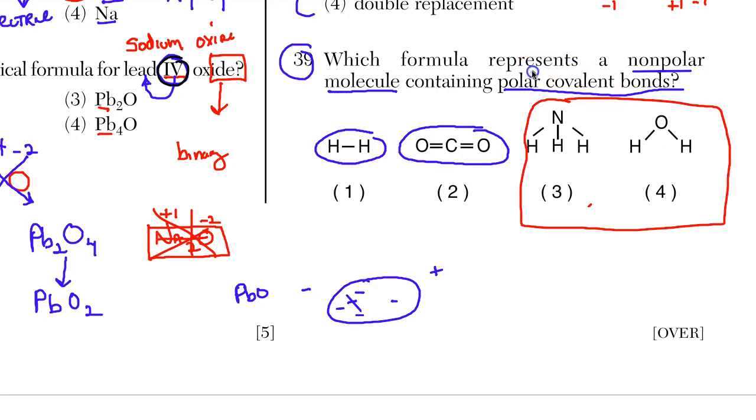Now, which one has polar covalent bonds? Well, polar covalent bonds means that we're sharing electrons unequally because of two or more different atoms. If you look at H and H, pulling this out, here's hydrogen. It has one valence electron, and I have another hydrogen.